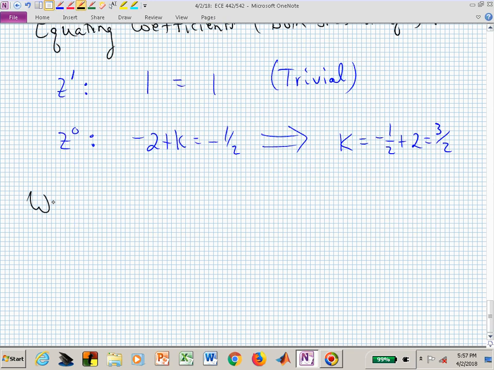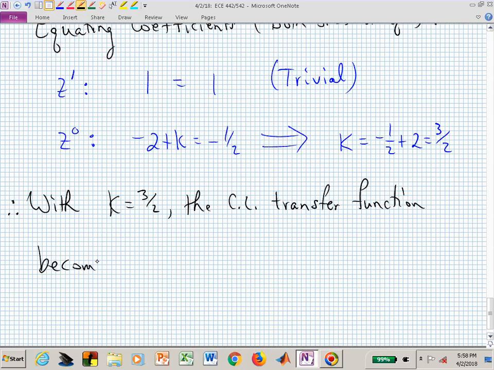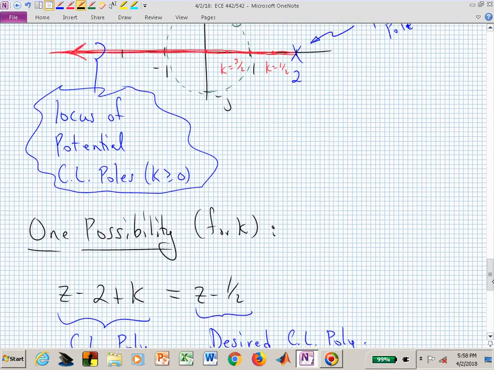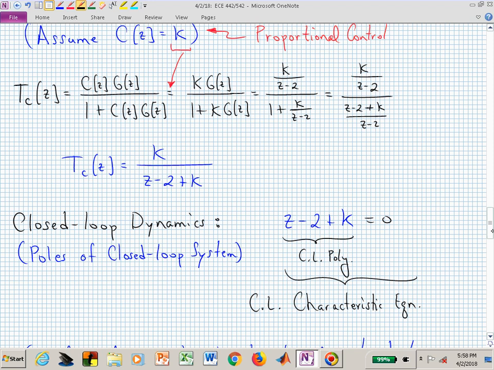Which says then that, and what was K? K is a proportional controller, one little subset of a PID controller. With K equal to 3/2, the closed loop transfer function becomes, and we already had that T sub C of Z somewhere written, there it is, K over Z minus 2 plus K. We can now substitute that K in, and now we know what our closed loop transfer function is.